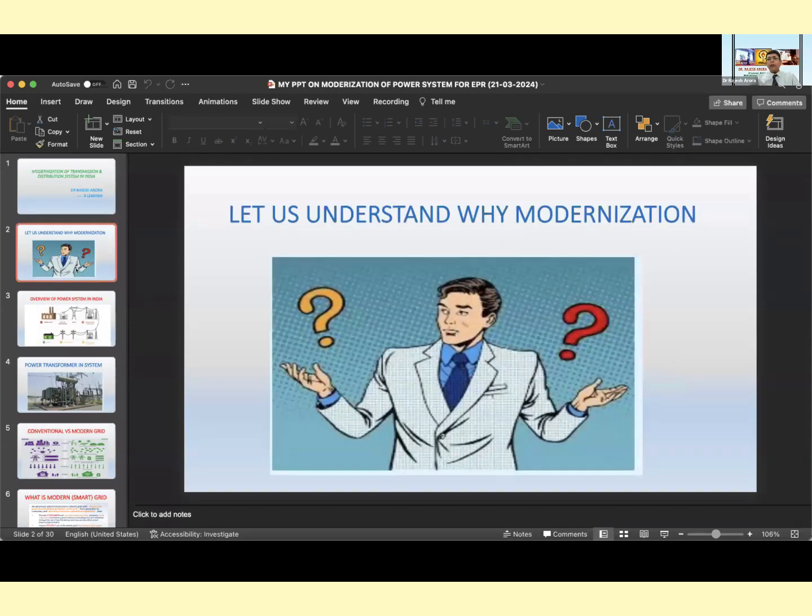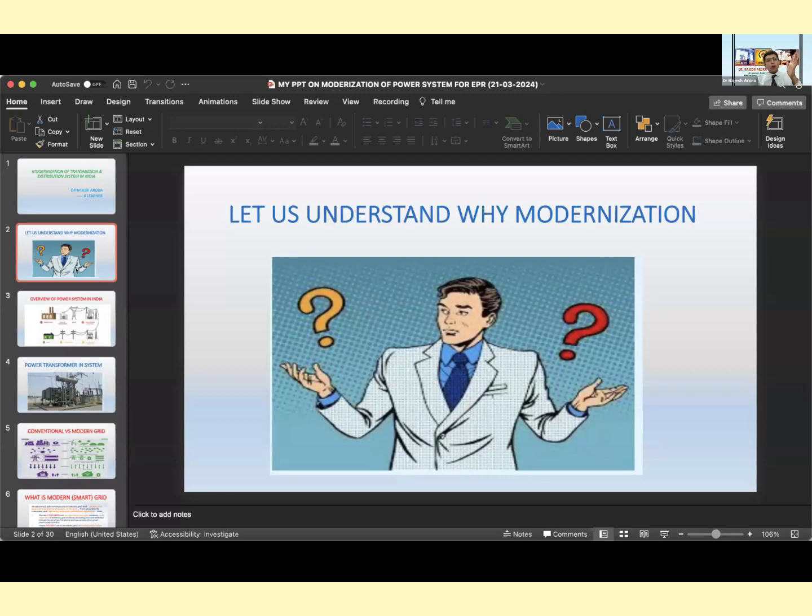Coming to the point, why is this modernization required? Because we are living in an era where it is very difficult to afford any kind of outages. We have to maintain reliability and availability. We have to take care of the efficiency of our systems. We have to take care of economic growth. We have to understand the invention of electric vehicles and their charging stations and their requirements. We have to equally take care of renewable energy integration in my grid.